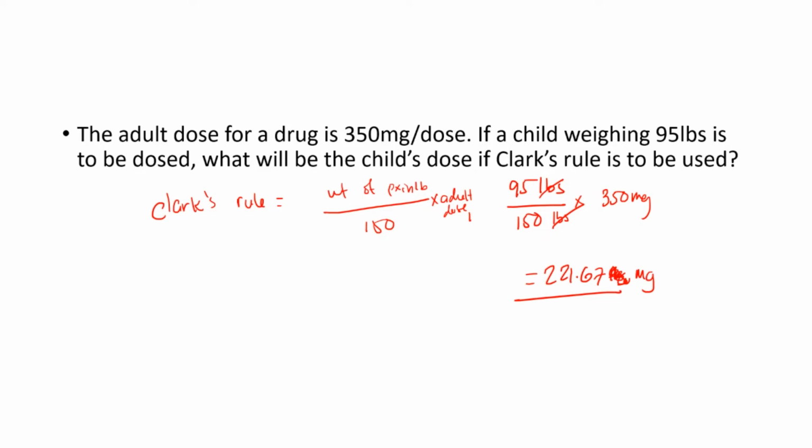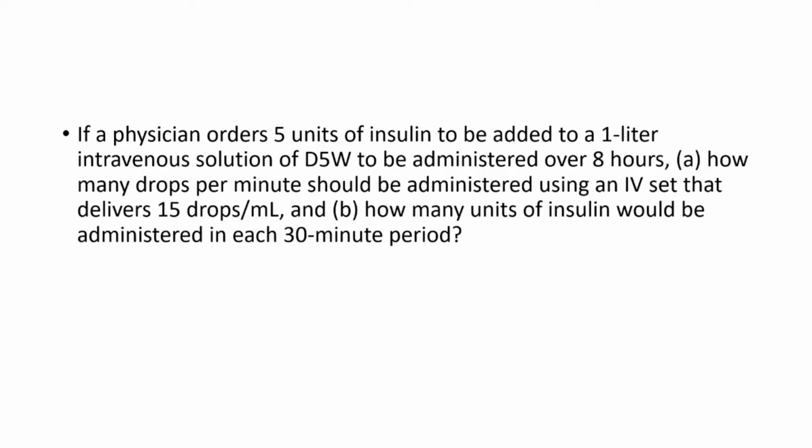Okay. So let's move on to the next topic, which is IV fluids. Okay. So next, if a physician orders 5 units of insulin to be added to a 1 liter intravenous solution of D5 water to be administered over 8 hours, how many drops per minute should be administered using an IV set that delivers 15 drops per ml? And how many units of insulin would be administered in each 30-minute period?